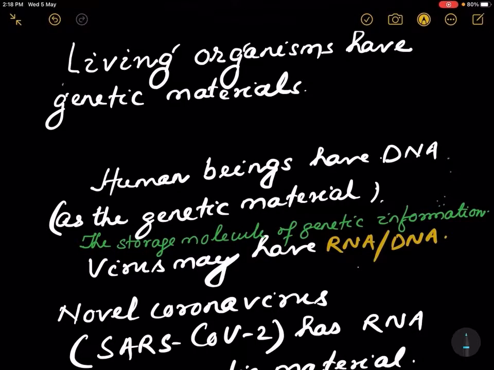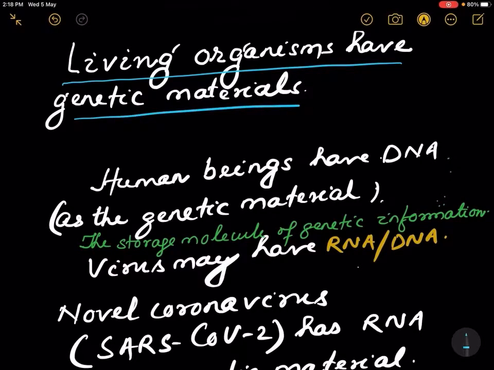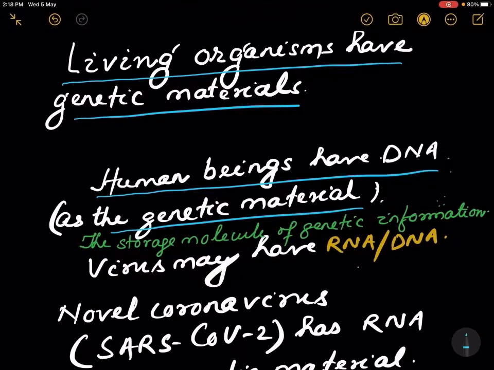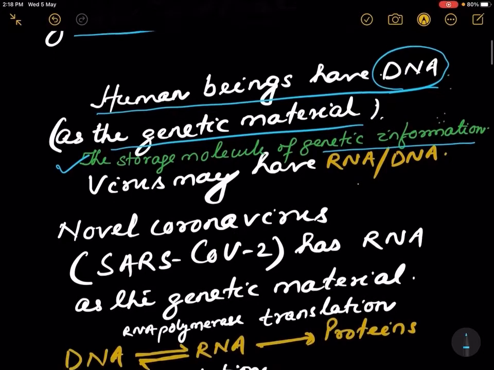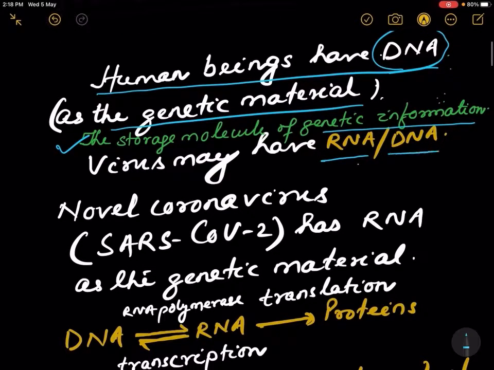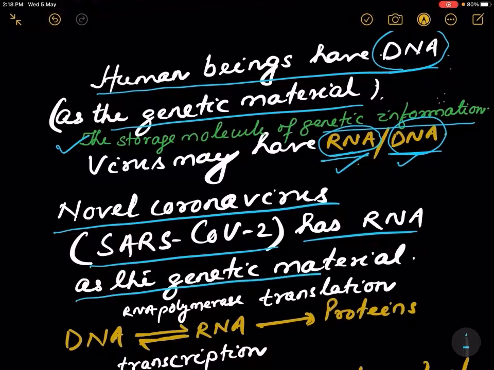You know, living organisms have genetic materials. Human beings have DNA as the genetic material. DNA is the storage molecule of genetic information. Virus may have RNA or DNA. Novel coronavirus SARS-CoV-2 has RNA as the genetic material.